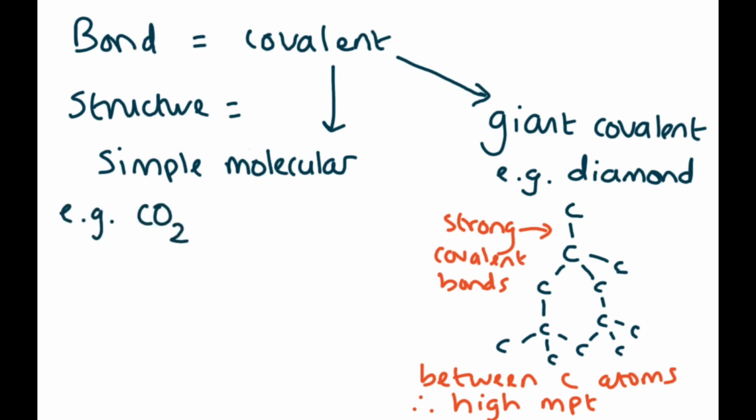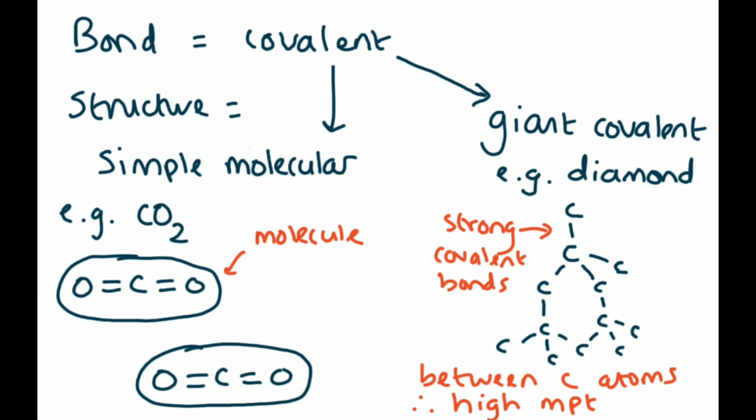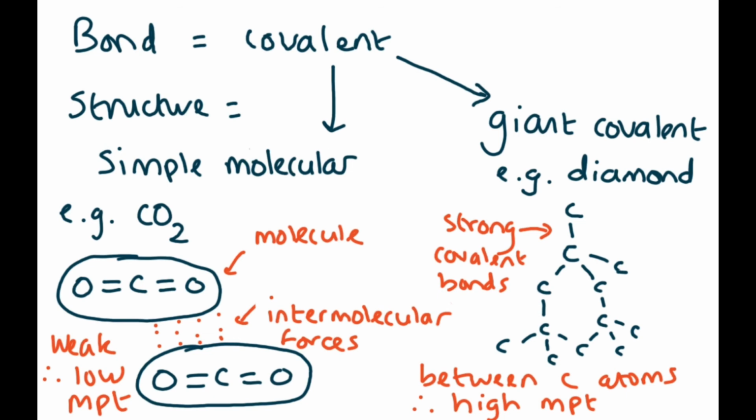So if you take carbon dioxide, for example, yes, there are covalent bonds inside the molecule, a shared pair of electrons, but between the molecules you have intermolecular forces, forces that are between the molecules, and these are weak. That's what you're breaking when you are melting and boiling. You are breaking the weak intermolecular forces, and that's why molecules like carbon dioxide have got a low melting point.